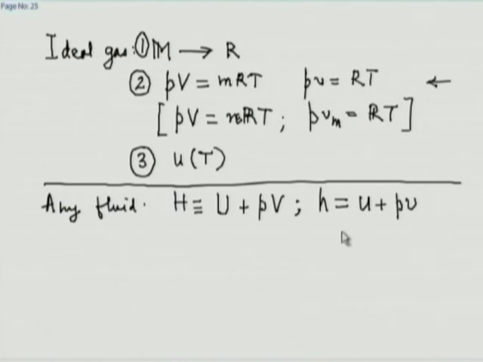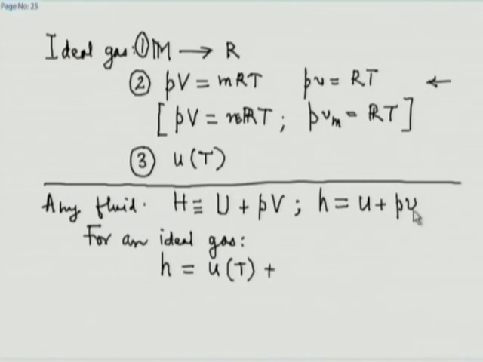Now notice that for any general fluid, U will be a function of two variables. So H will also be a function of two variables, say pressure and volume, temperature and pressure, temperature and volume. But let us say for an ideal gas, H is U, which is a function only of temperature, plus what is PV for an ideal gas? RT. So this implies that for an ideal gas, H is a function only of temperature.